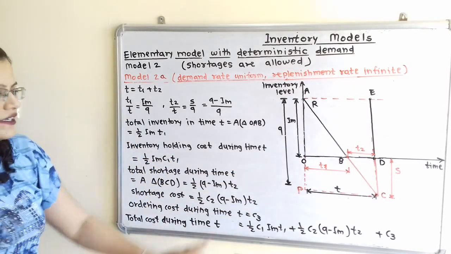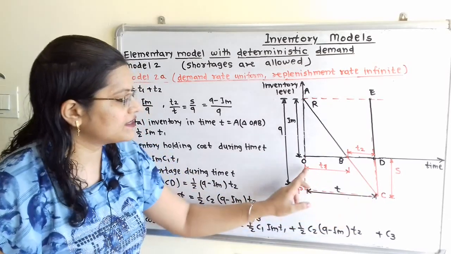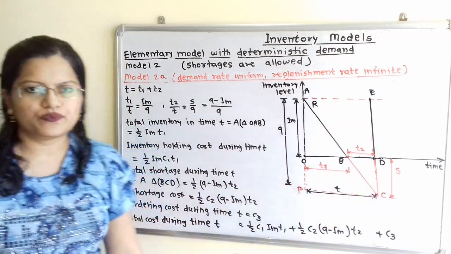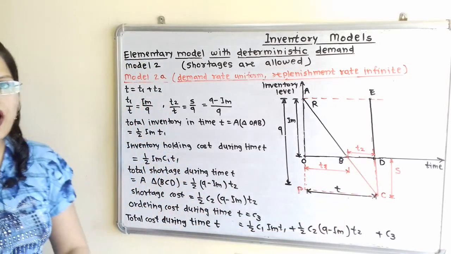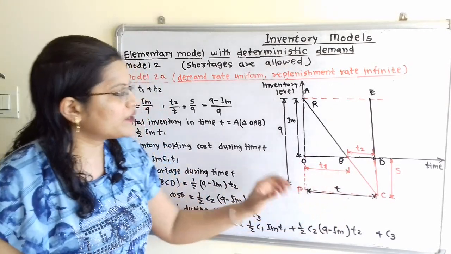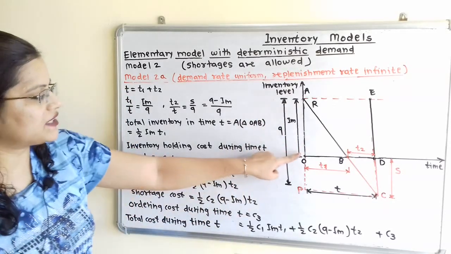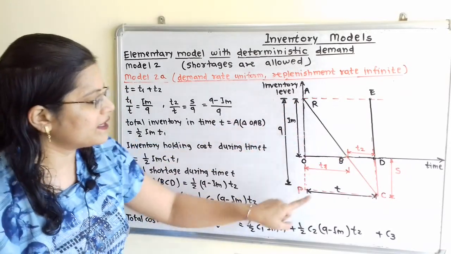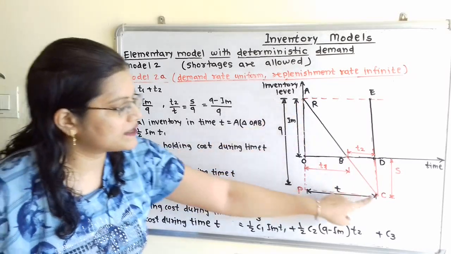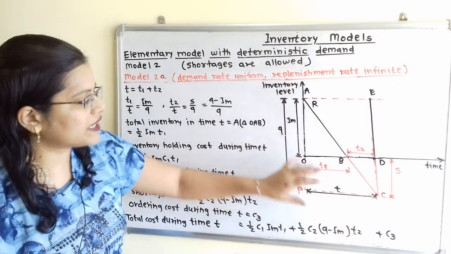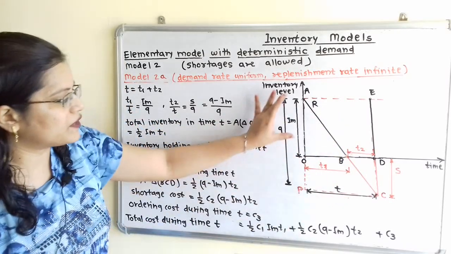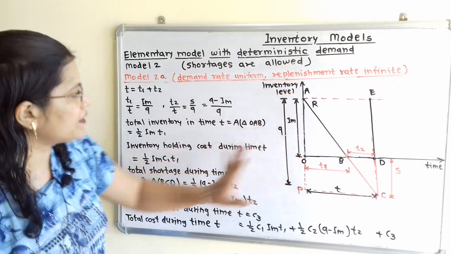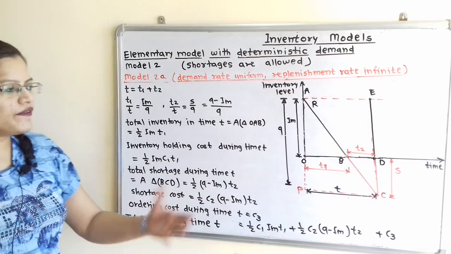How can we write T? So this total time interval T is equal to T1 plus T2. Now we will write T1 and T2 in the form of T. So to write T1, we have to refer to the two triangles, that is triangle OAB and triangle PAC. Now within these two triangles, we will take the ratio of base, that is T1 by T is equal to the ratio of height, that is IM by Q. Then we will move next.